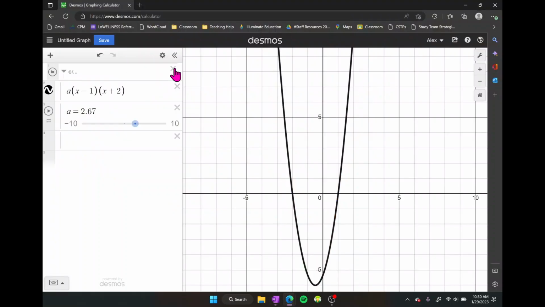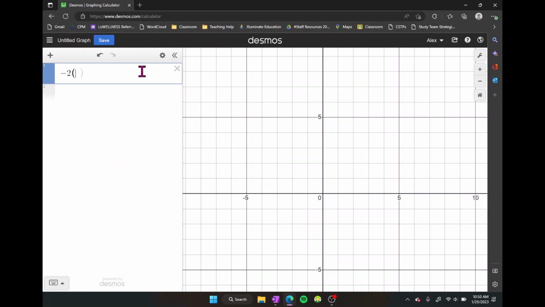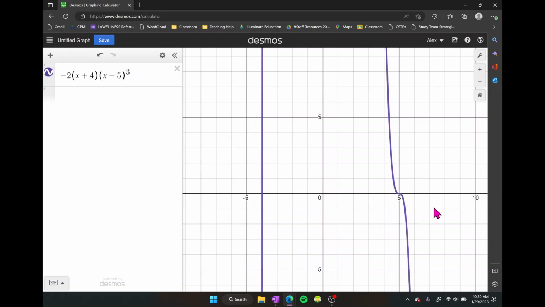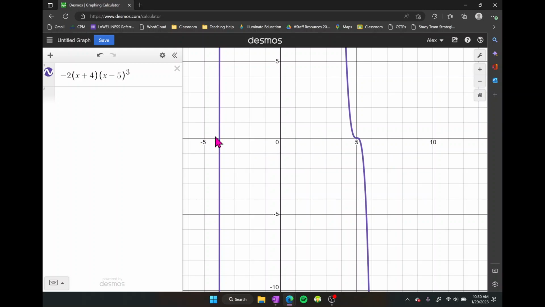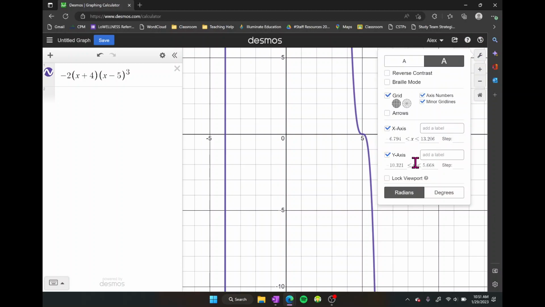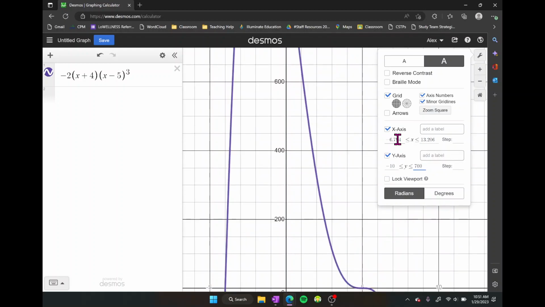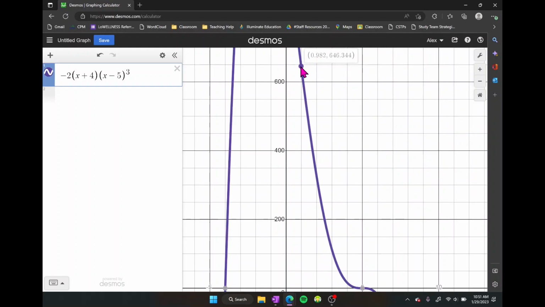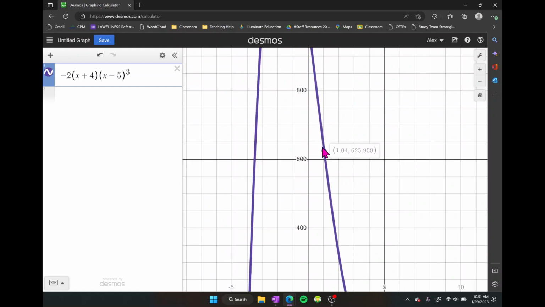So let's plop this into Desmos. So I'm plugging in -2, x plus 4, x minus 5 to the third. We're going to have to do some zooming out, but of course you can see, so far anyway, we got x-intercepts at -4 and +5, and it ends in the negative direction, which is what should happen. Let's change our y-axis from -10 to 700, and you can see right here, hopefully you can see it, I saw it for a second, at 1 we do get 640 as an output.